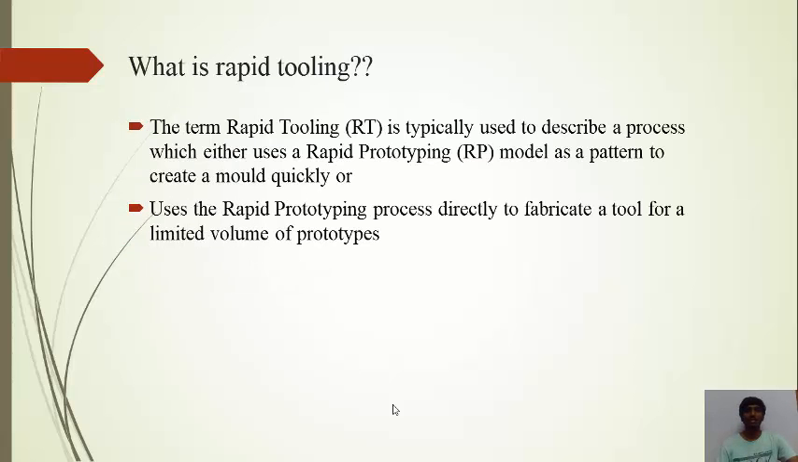Now, what is rapid tooling? The term rapid tooling is a process which either uses a rapid prototyping model as a pattern to create a mold quickly. As you know, the current tool, die and injection mold industry worldwide is estimated to involve annual revenues between $4 and $65 billion depending upon the estimation source and methodology. Of this, the present share of rapid tooling is around $400 million.